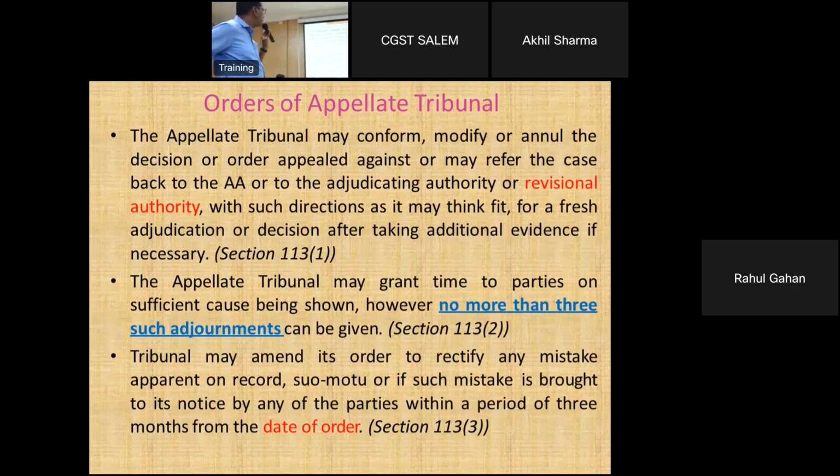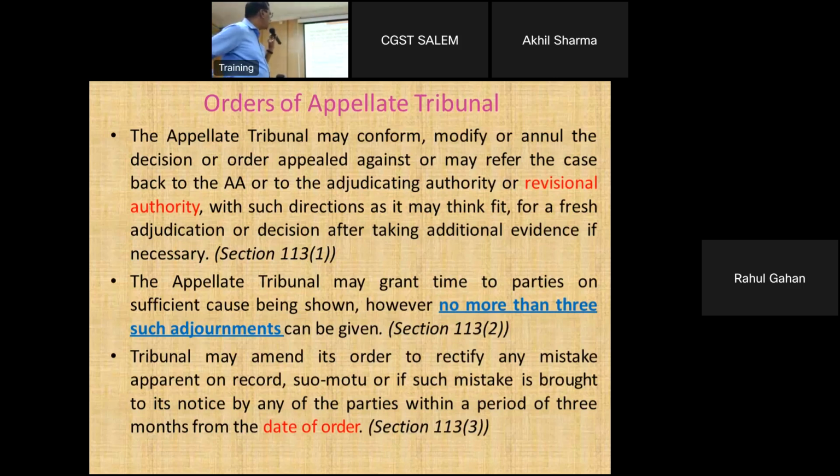You are talking about adjournment. The appellate tribunal may grant time to parties on sufficient cause being shown. However, no more than 3 such adjournments can be given. This is peculiar nowadays; I don't know about Chennai, but they are deciding only 2014 cases now. Almost 10 years over, they are still pending. So as not to keep cases pending, a specific limit of 3 adjournments is given. An adjournment may be for 1 month, 15 days, or even 2 months, but not more than 3 adjournments.